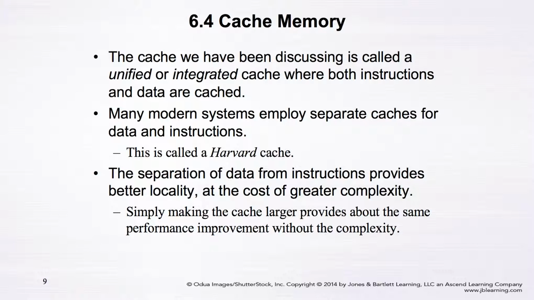The cache we have been discussing so far is called a unified or integrated cache, where both the instructions and the data are cached. However, many modern systems employ separate caches for data and instructions. For example, that system is called a Harvard cache. The separation of data from instructions provides much better locality, and the cost is higher complexity. Simply making the cache larger provides about the same performance improvement without the complexity. That's one of the things we should keep in mind.